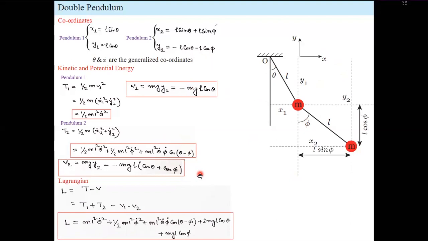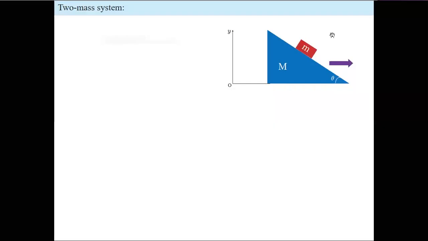So let's move to the next problem. Our current problem is a two mass system, or a two body system. In the figure you can see there are two objects. The first object is a blue object of mass capital M, and the second object is a red object of mass small m, which is sitting on the first one, and both these objects are moving along this direction with some velocity, as well as the second object is also moving along this inclined plane with some other velocity, suppose.